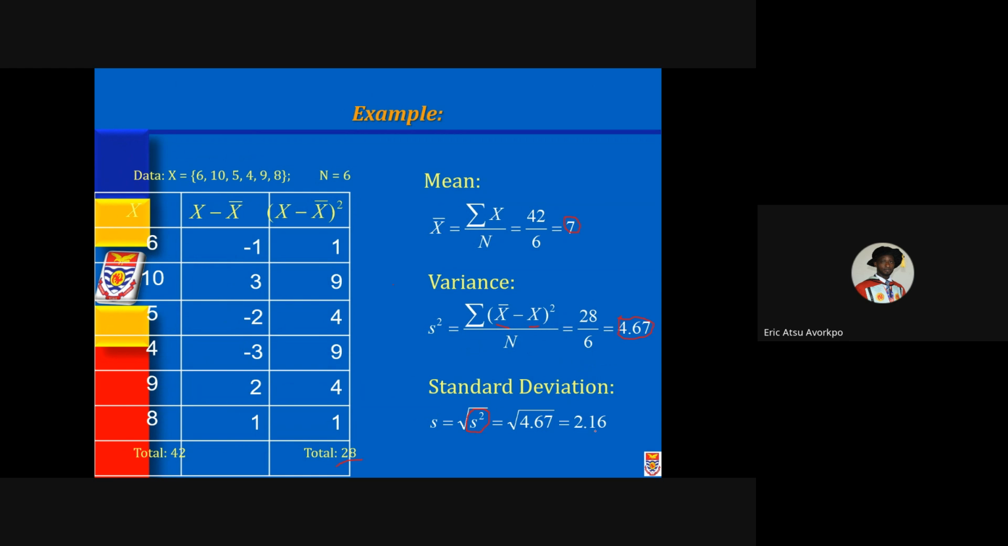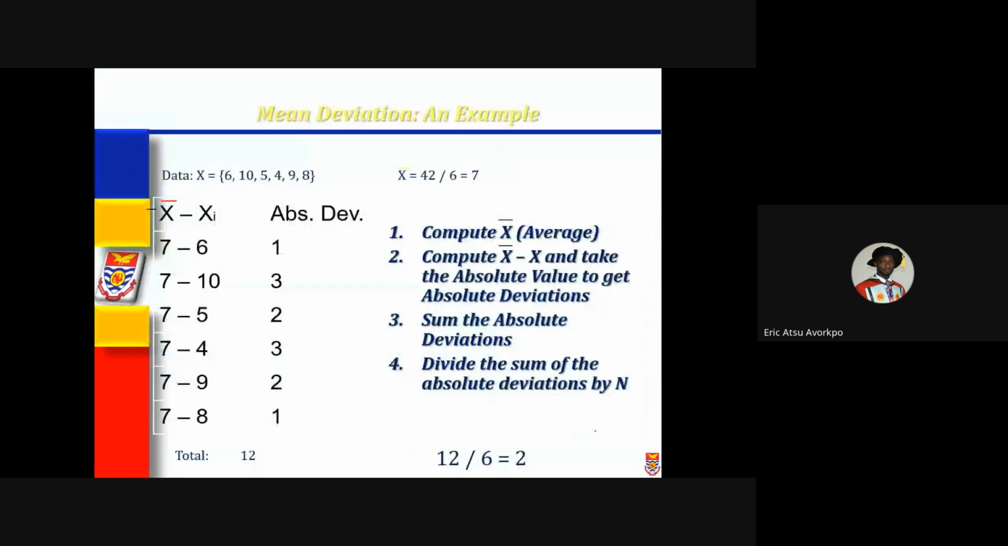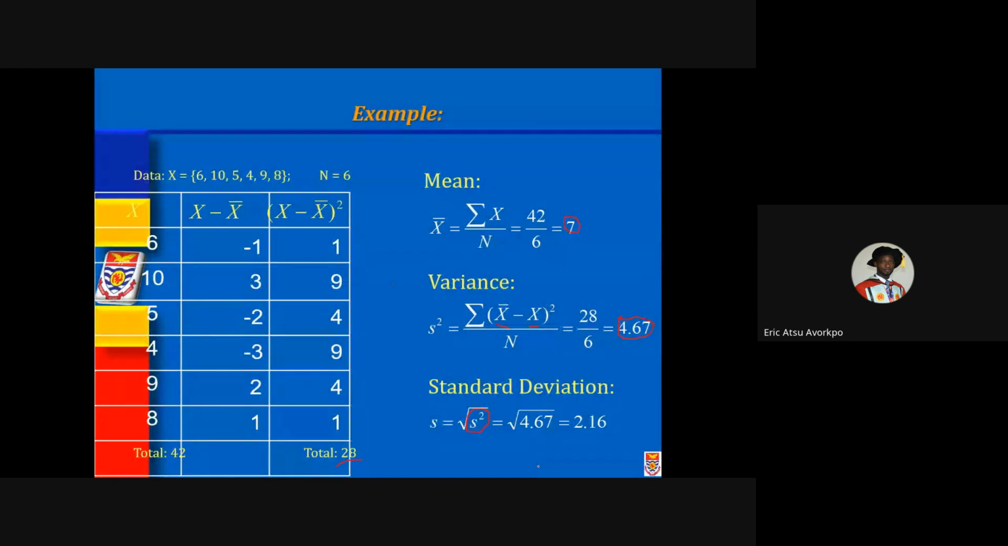Once you take the square root of it, we get 2.16. But when we had this example, you realize that when we calculated the absolute mean deviation, we also had 2, right? If we went back to it, you see this. Absolute mean deviation, we had a score of 2, isn't it? And now we had the standard deviation of 2.16. You see that it's very, very close. So this is how we compute the standard deviation, the mean deviation, as well as the variance of the distribution.